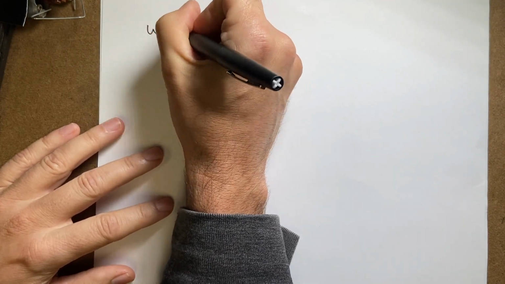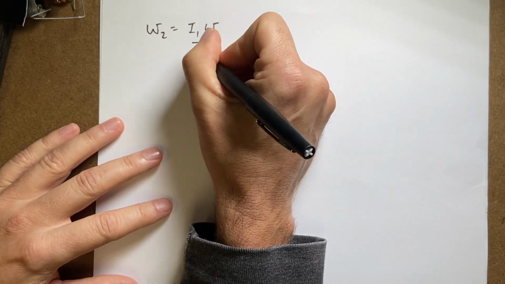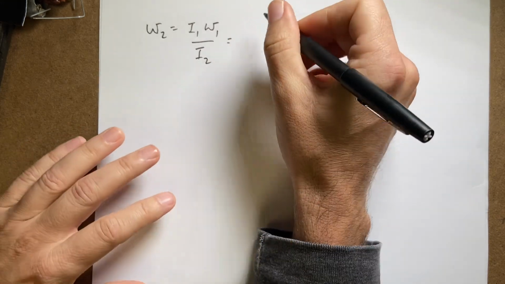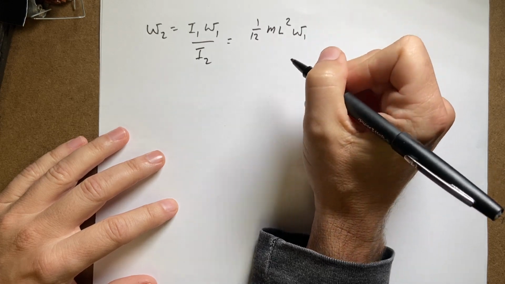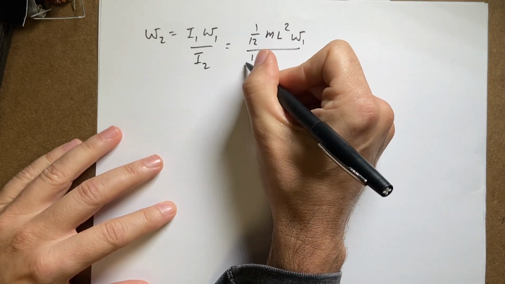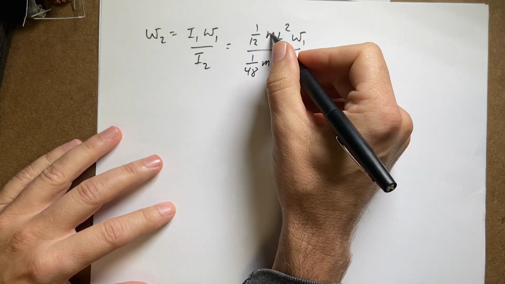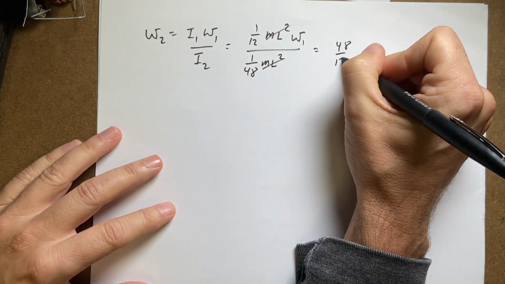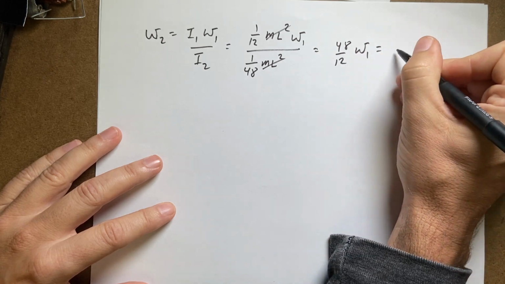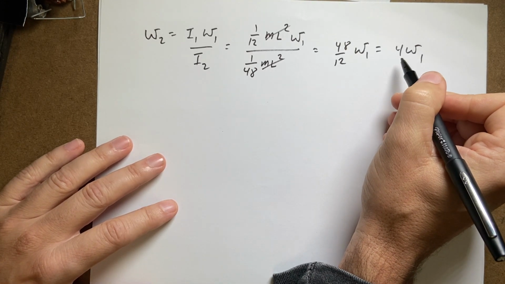Okay, so now I can get an expression for omega 2. Omega 2 equals I1 omega 1 divided by I2. So this is going to be 1/12 m L squared omega 1 over 1/48 m L squared. And of course, that's actually really nice. Those two things cancel, and I get 48 over 12 omega 1, which is equal to 4 omega 1. So it's going to be rotating 4 times as much. So I know that final speed.